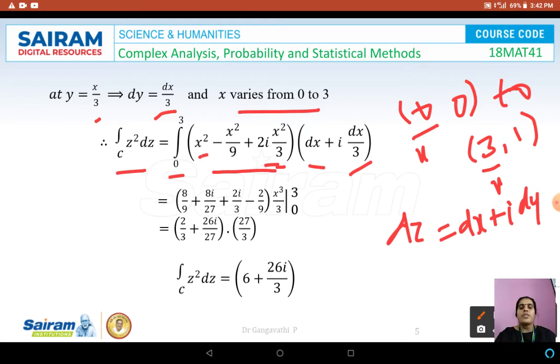So the integration of x square is x cube by 3.